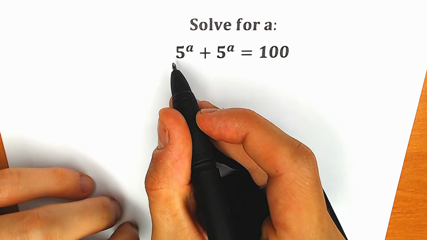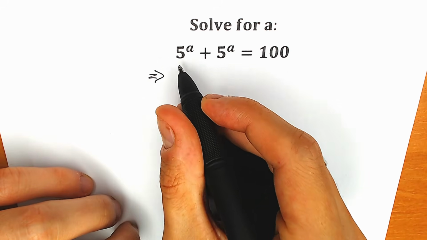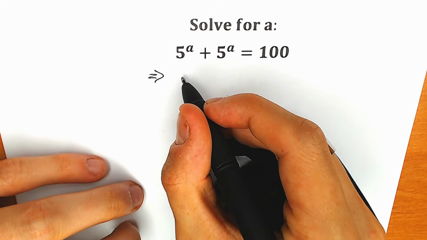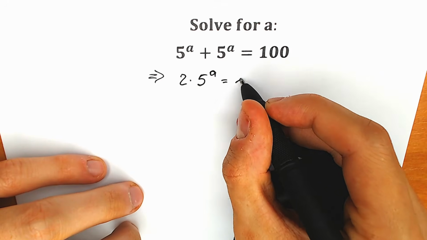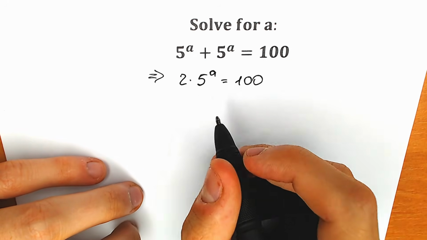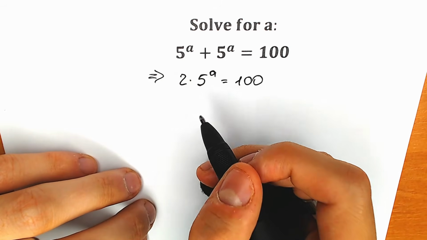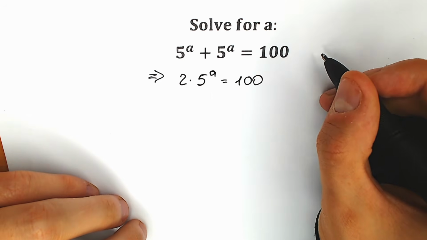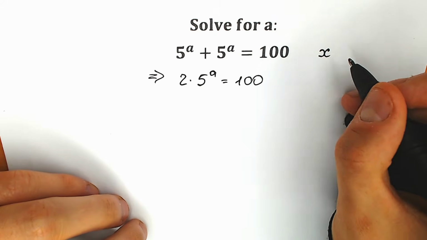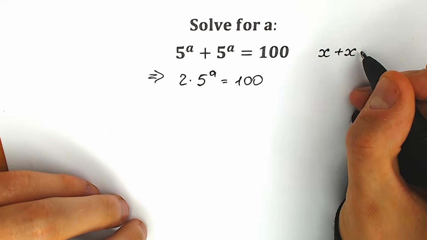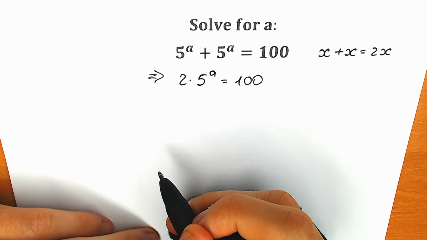First of all, let's add 5 to the power a plus 5 to the power a. We can easily do this. So 5 to the power a plus 5 to the power a equals 2 times 5 to the power a, which equals 100. A lot of students might be asking why we can add it, and here's a quick explanation. Say 5 to the power a equals x, and 5 to the power a is the same x, so we have x plus x, which is equal to 2x. That's why we have 2 times 5 to the power a.